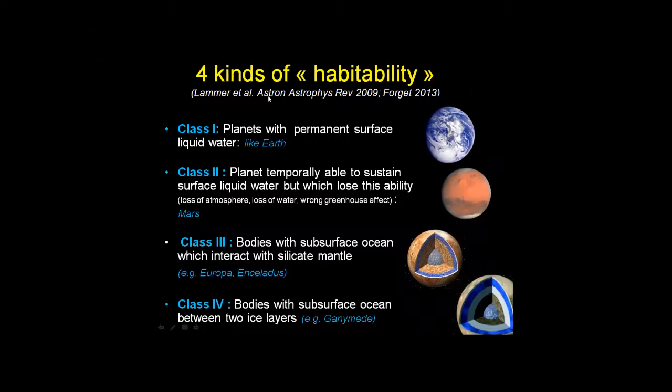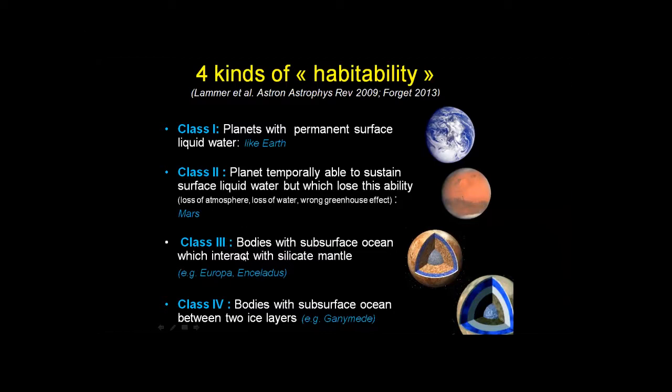For instance, in a paper by Helmut Lammer, a review paper already 8 years ago, you could define class 1 planets, which are like the Earth, benefiting from permanent surface liquid water. Class 2 are maybe former class 1 planets, on which the conditions were favorable for life to start, but which have lost this ability because, for instance, they have lost their atmosphere, like Mars. And maybe on Mars now, we speculate that there is life, but most likely underground. So that's something intermediate between class 1 and class 2 and class 3.